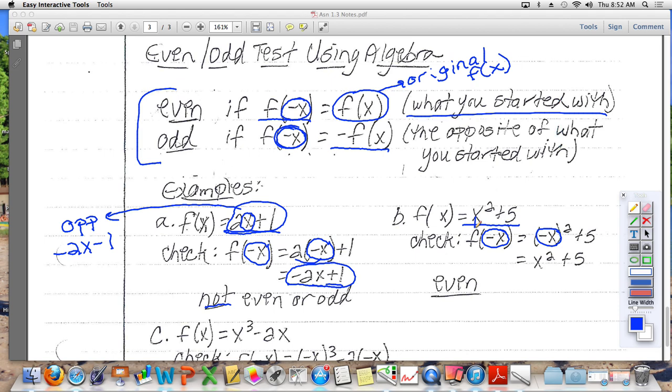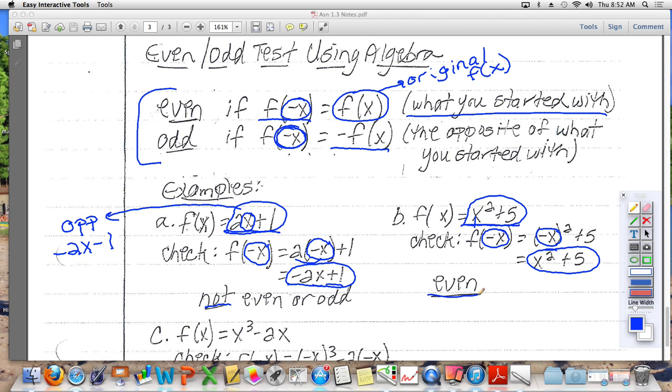Is that what I started with? The function I started with was x squared plus 5. I ended with x squared plus 5. So I ended with exactly what I started with. Okay? Therefore, it is even.